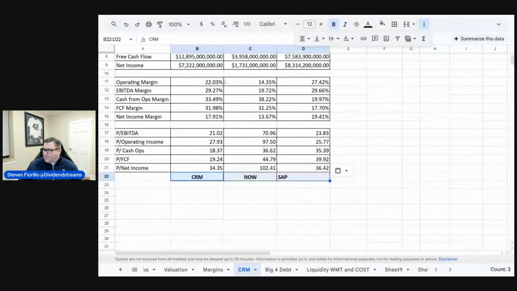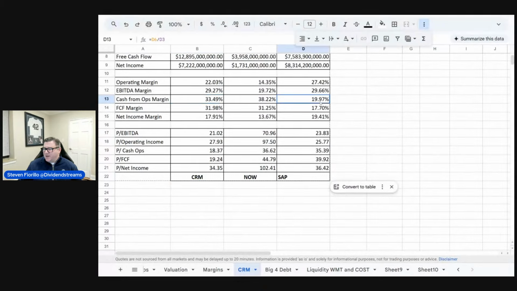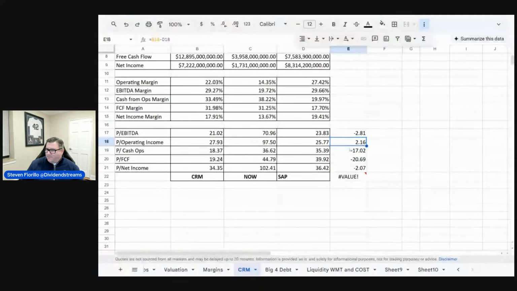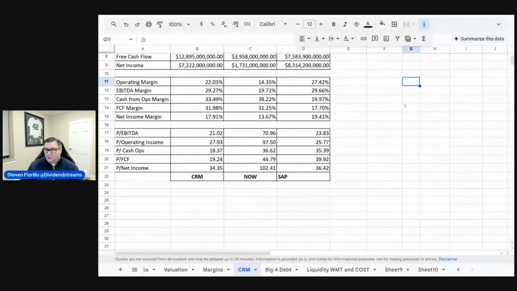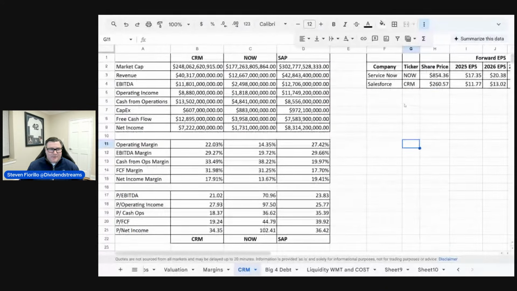So yeah, look at this. The cash from operations margin for Salesforce, 33.5% compared to 20% for SAP. Free cash flow margin, 32% compared to 18%. And net income margin is a little less. On a multiple basis, you're paying less on price to EBITDA, a little bit more for operating income, and less on price to cash from operations, price to free cash flow, and price to net income. For me, Salesforce is still a better value than SAP. Just me. Just what I think.